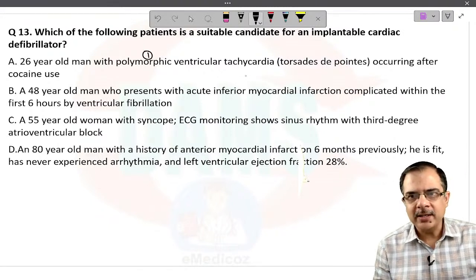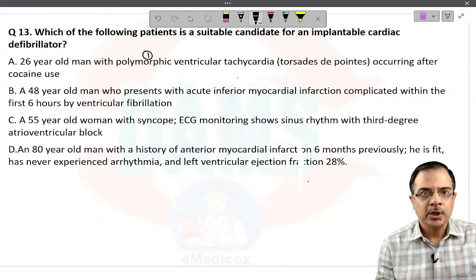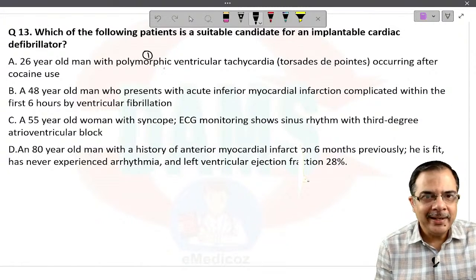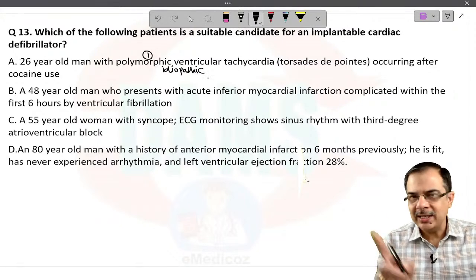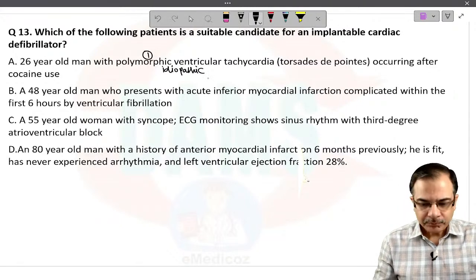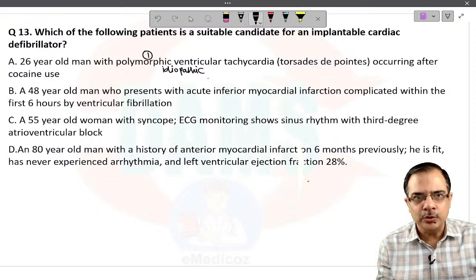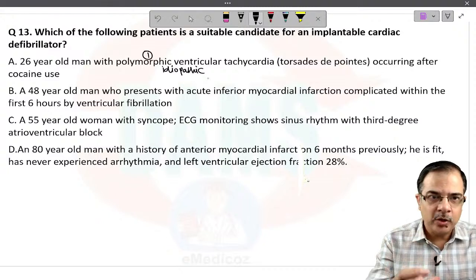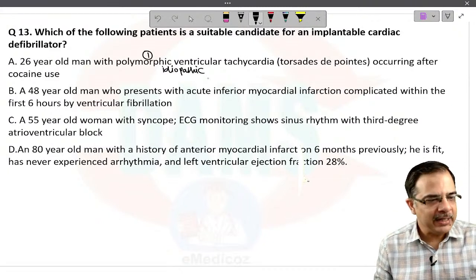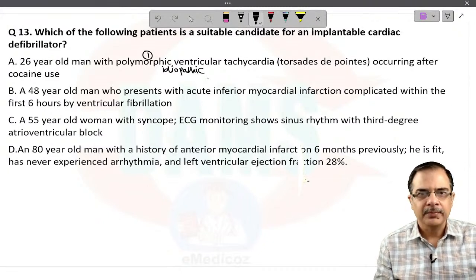Polymorphic ventricular tachycardia occurring after cocaine use. The indication will be idiopathic polymorphic tachycardia. If there is a known cause, then it is not indicated because we have to correct the known cause. But if it is idiopathic, it can come back again. So idiopathic polymorphic or any ventricular arrhythmia, it has to be given.